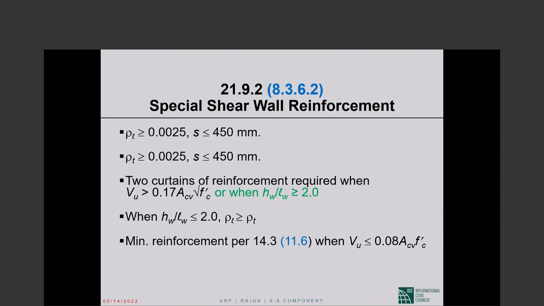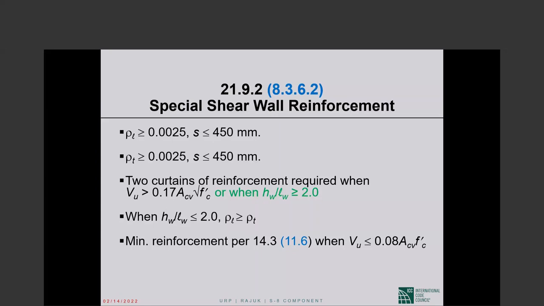The rest of the way, if it is a thin wall, we have one layer of horizontal and vertical distributed reinforcement. If it is a thicker wall, we have two layers of distributed horizontal and vertical shear reinforcement. Okay. Two curtains of reinforcement are required when the required shear strength exceeds 2 square root of f sub c prime in our units.